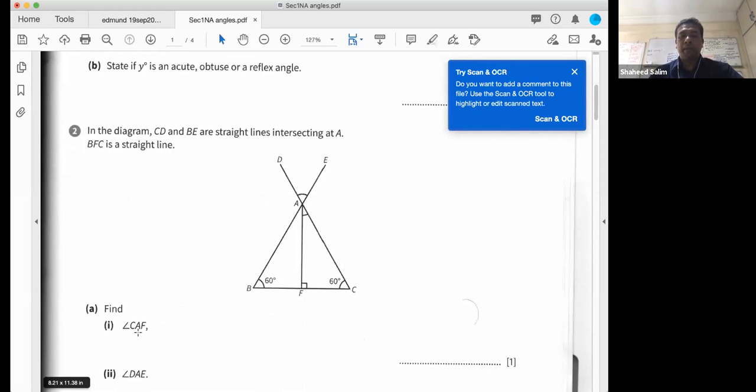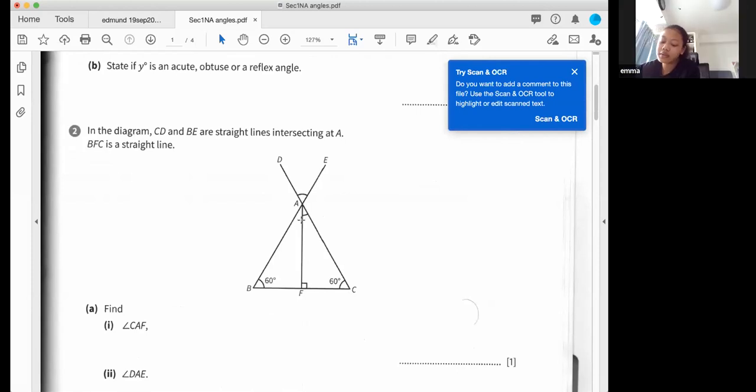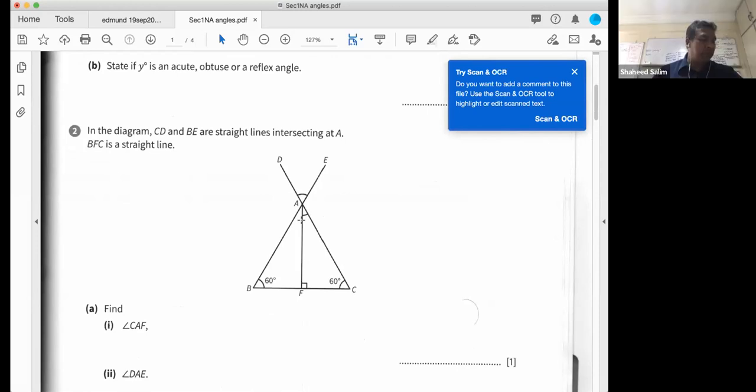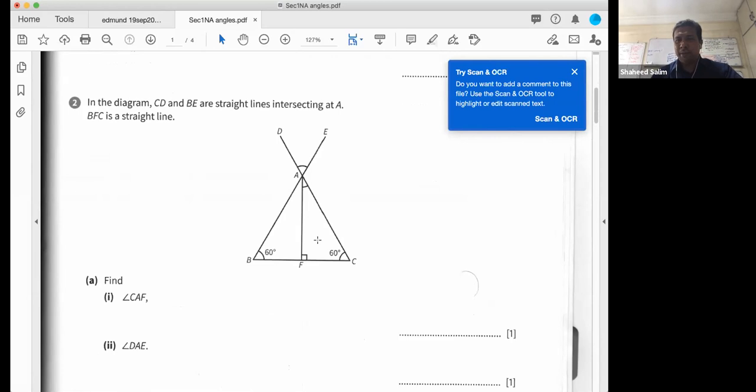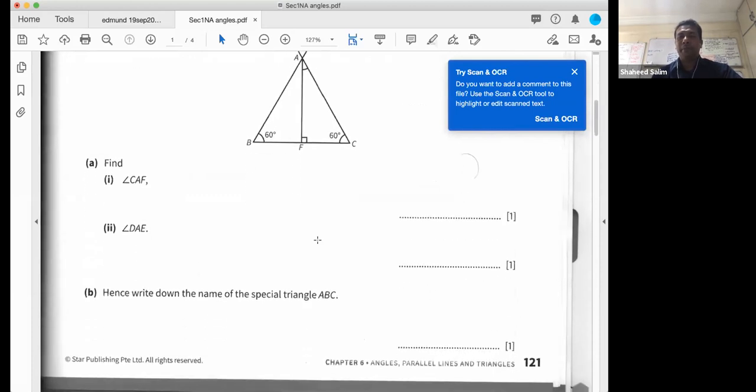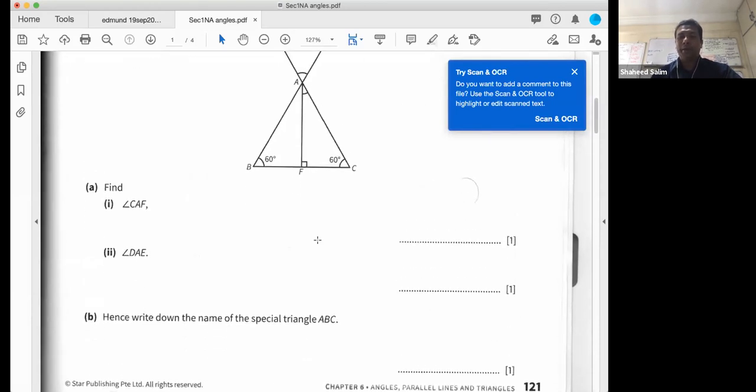In the diagram, find CAF. CAF, this angle here. What's your answer? 30. Well done. And what about DAE? 60. Well done. See, all this is easy, right? Emma? Easy? Imagine this is the girl who last time had a nightmare with maths. Now she says easy. Okay, that's good.